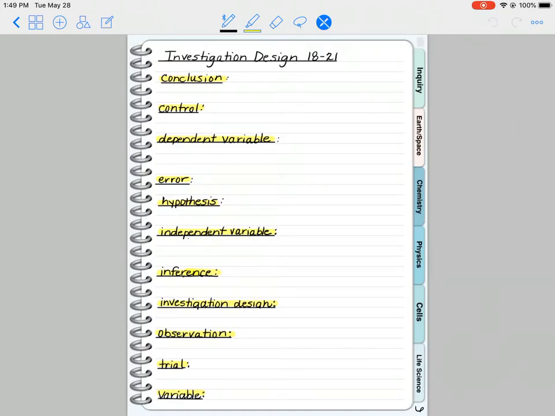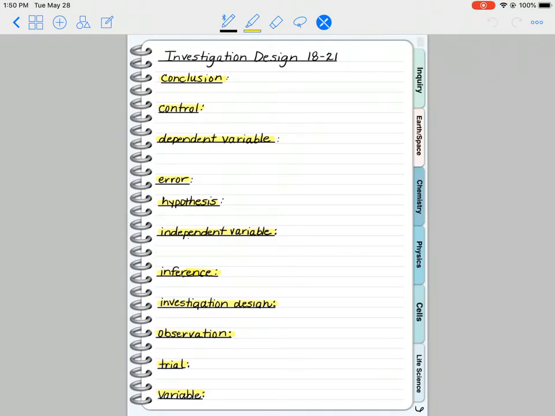So I would suggest writing these terms on one side of each index card. On one card you write conclusion, on another card you write control, and then the definitions that I'm about to give you would go on the back sides of those cards.